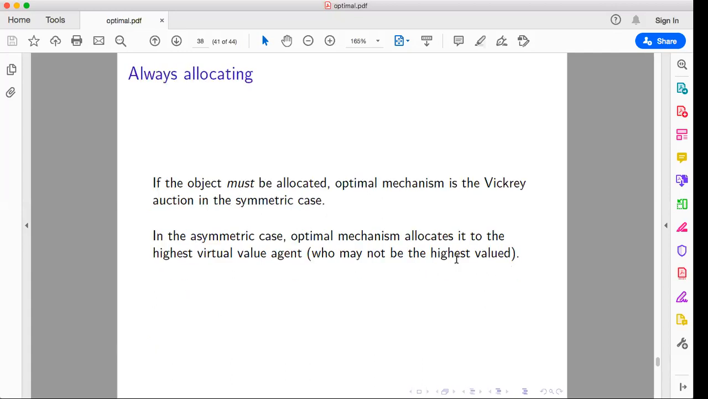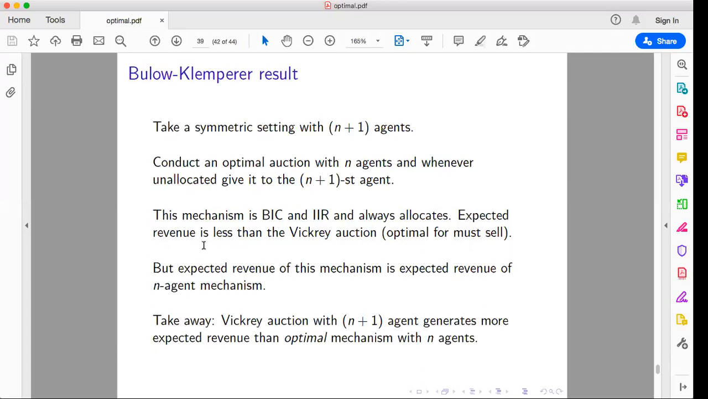From my previous slide, we know that the expected revenue of this mechanism is less than the Vickrey auction for n+1 agents. Remember, the optimal mechanism for n+1 agents, if you are forced to sell, is the Vickrey auction of n+1 agents. So the expected revenue of this mechanism is less than or equal to the expected revenue of the Vickrey auction with n+1 agents. Okay, so this is the first important point.